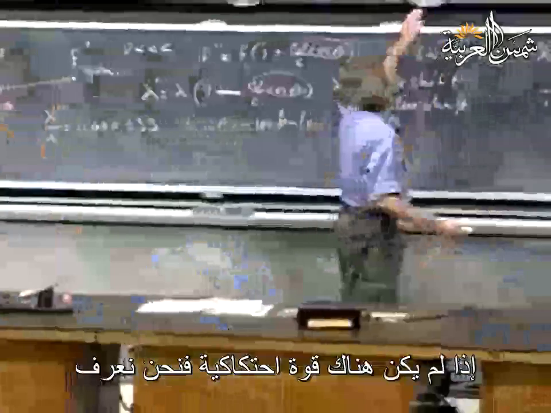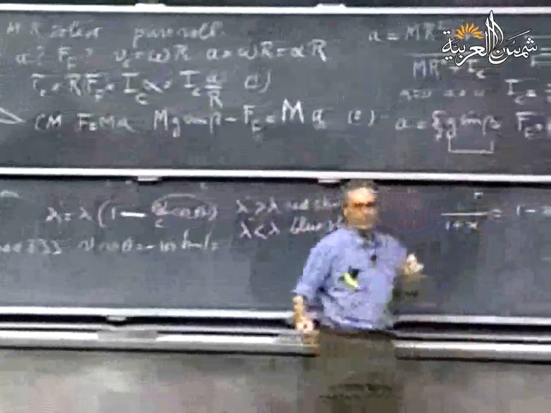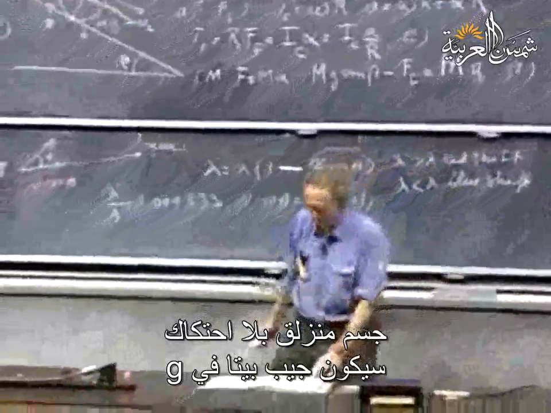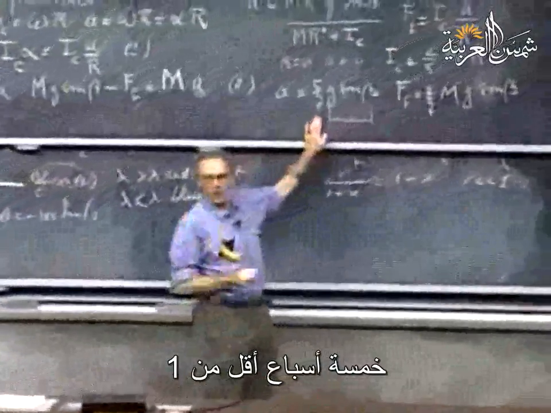If there were no friction, then we know that the acceleration would have been g sine beta. We remember that. A sliding object with no friction would be g sine beta. Why is it now lower? 5/7 is lower than 1.